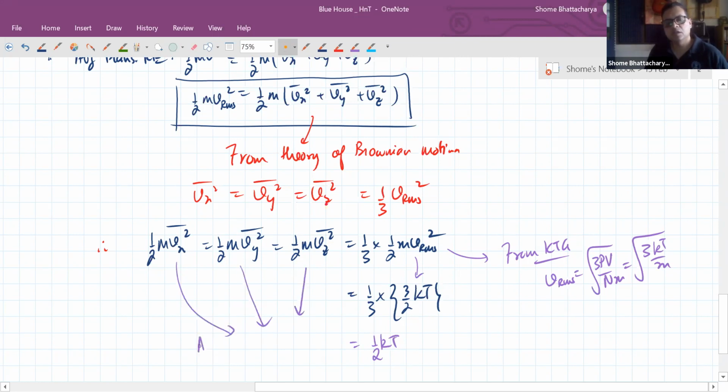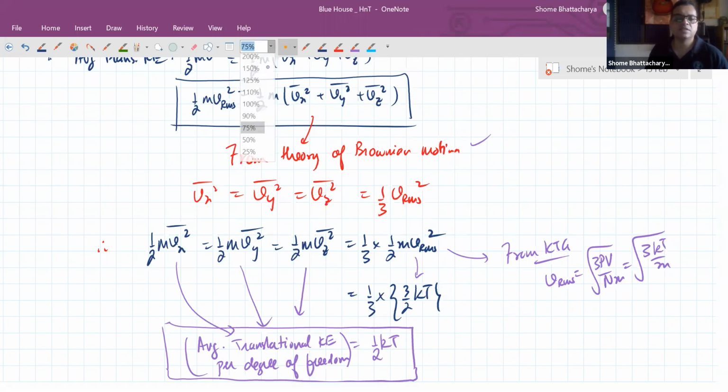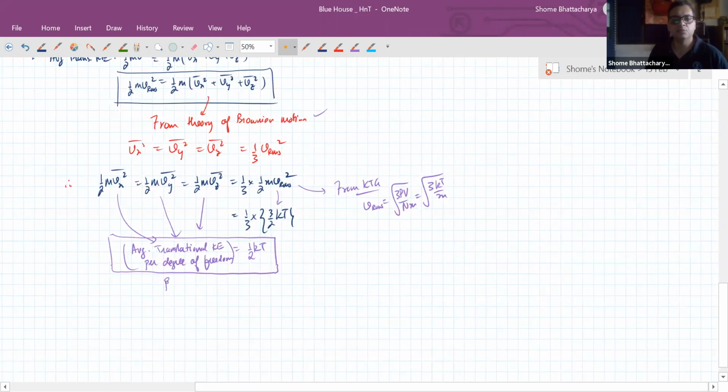This is called the average translational kinetic energy per degree of freedom. Okay, we'll make a short form for this term also later. But as of now, you can see that based on combining all the concepts that we've learned, the definition of Vrms, the specific nature of Brownian motion, and the assumptions of the kinetic model, all three things combined give us this result that the average translational kinetic energy per degree of freedom is 1 by 2 kT. Okay, per degree of freedom per molecule, obviously.